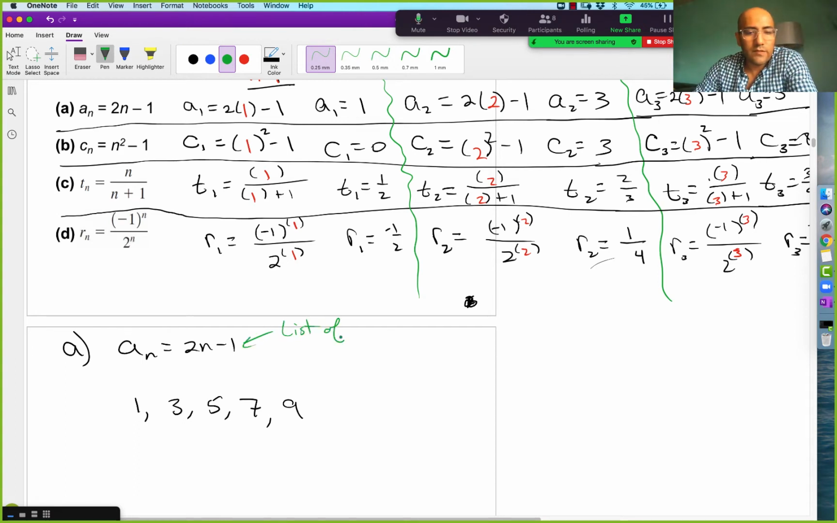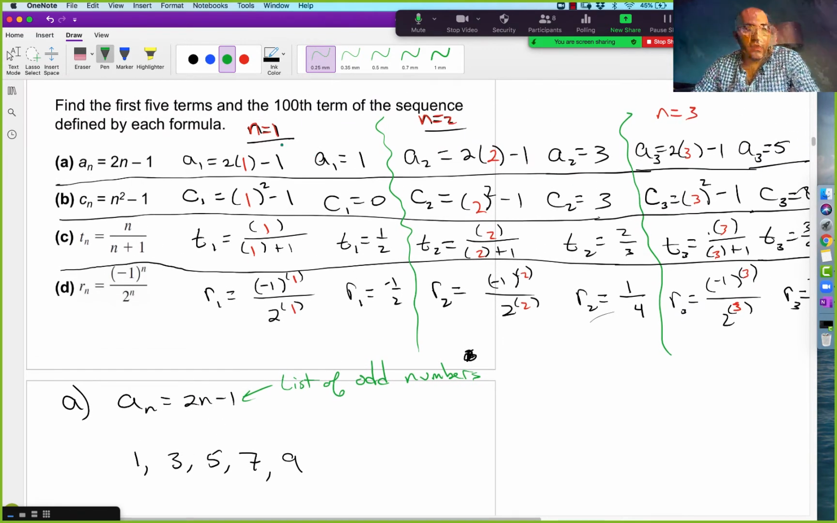List of odd numbers. Right? The odds are 2n minus 1, where n is the counting numbers. Good. So we also want to find the 100th term, and that's easy. All we have to do is plug in a 100 in here. Right? So if we plug in a 100 in there, we end up with 2 times 100, which is 200 minus 1 is 199. Dot, dot, dot, and then this would be 199.